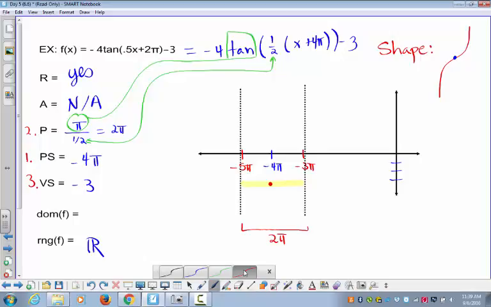Amplitude makes no sense with the tangent function, so we go up to the reflection. That's our last step here. We look at our shape. We look at our reflection. There is a reflection, so instead of going up to the right, we're coming down to the right. So there's our graph. Something like that.